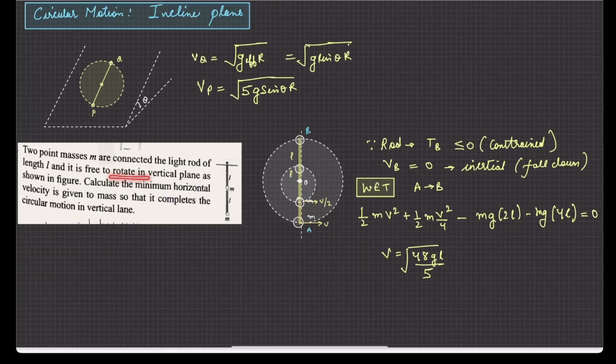It's free to rotate in the vertical plane. If I calculate the minimum horizontal velocity given to its mass so that it completes the circle. Okay, so it should complete the circular motion in the vertical plane. What velocity should I give it here? Okay, that is what it's been asked.